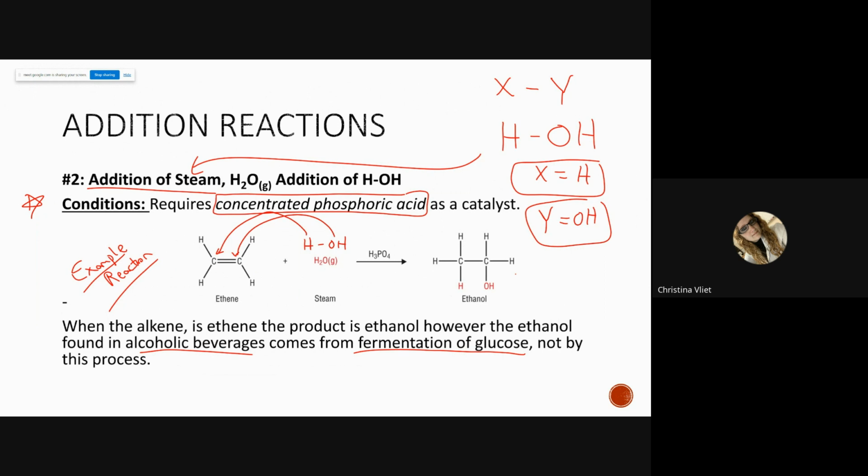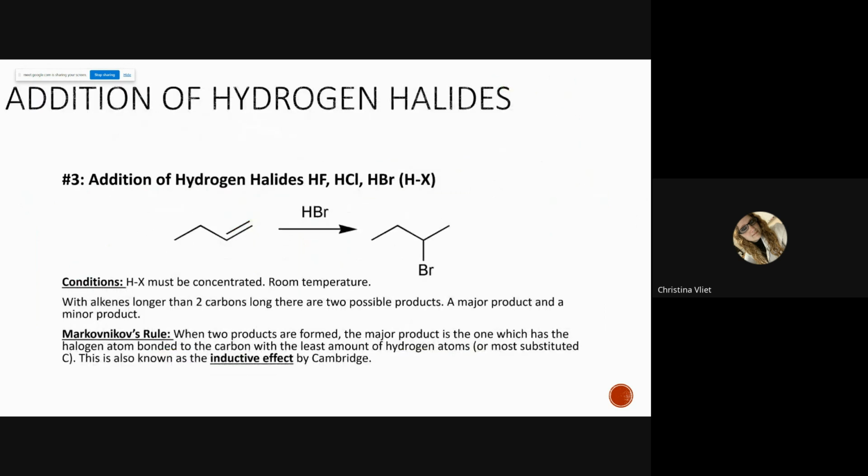Ready for number 3? Here we go. Addition of hydrogen halides. So this is what we would call HX, where X can be fluorine, chlorine, or bromine. So what would happen if you had a hydrogen halide? This is an example reaction in skeletal form. I know that's not your favorite as a group.